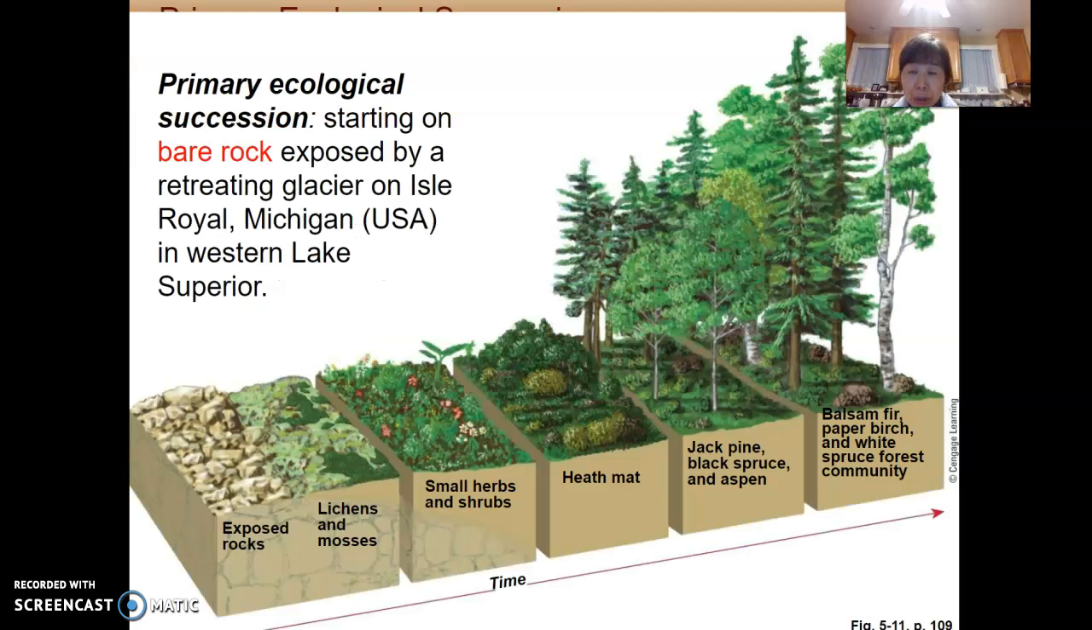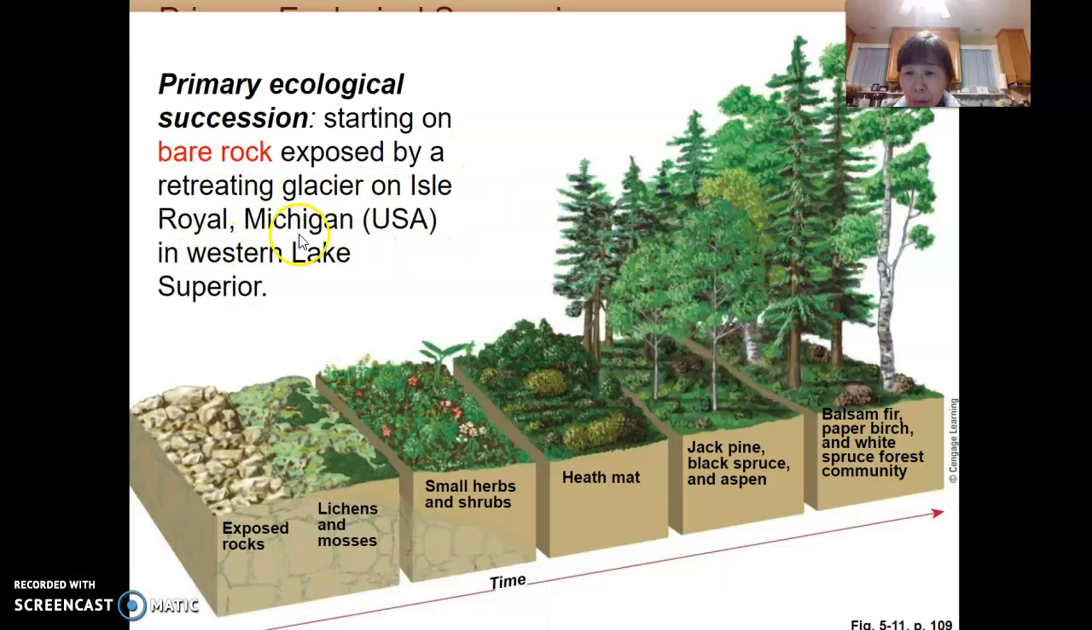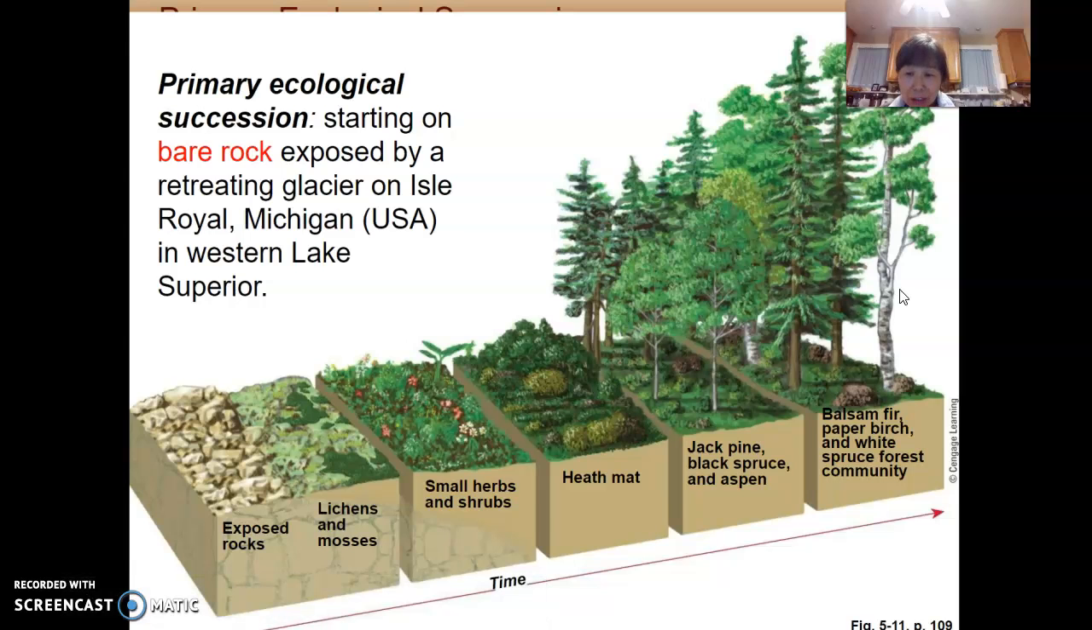This diagram shows you a process of primary ecological succession. How do I know it is primary? Because this one starts on bare rock, exposed by a retreating glacier on Isle Royale in Michigan, or this could be after a volcanic eruption. So you start with no life at all, and then lichens and mosses start to grow, and eventually they make more soil, then small herbs can grow, and then eventually you would have a mature forest. So this process is a primary ecological succession.